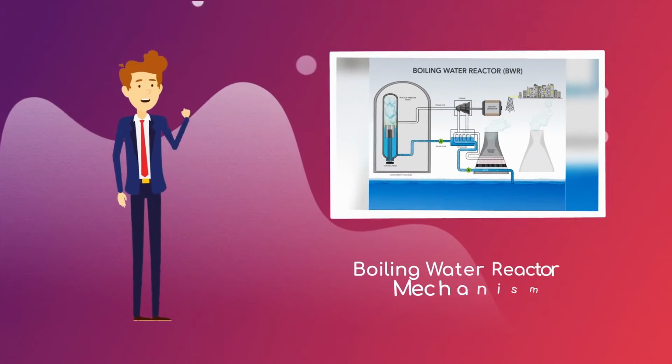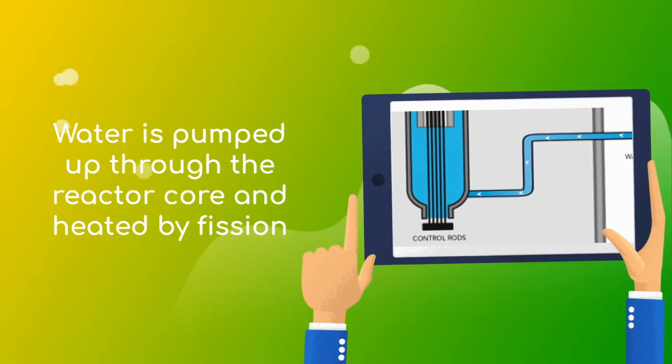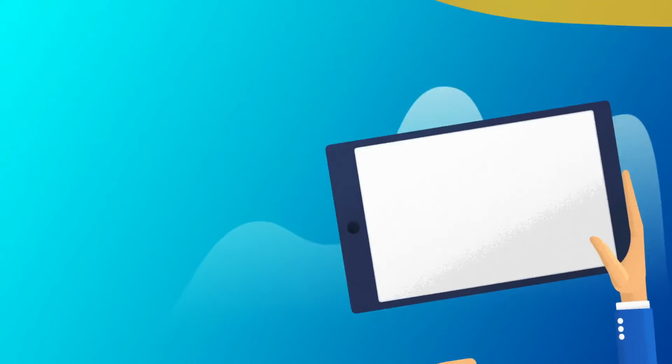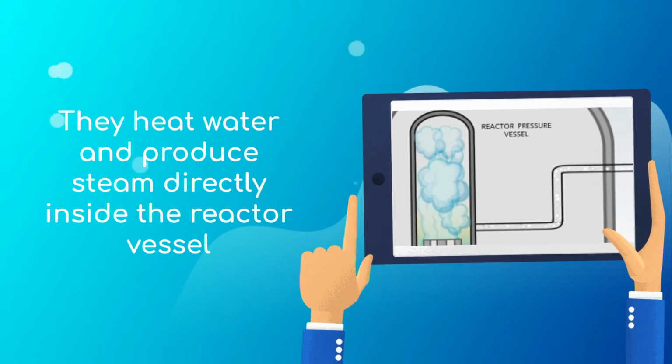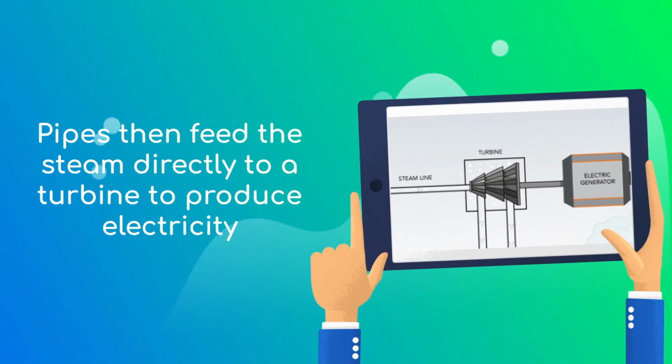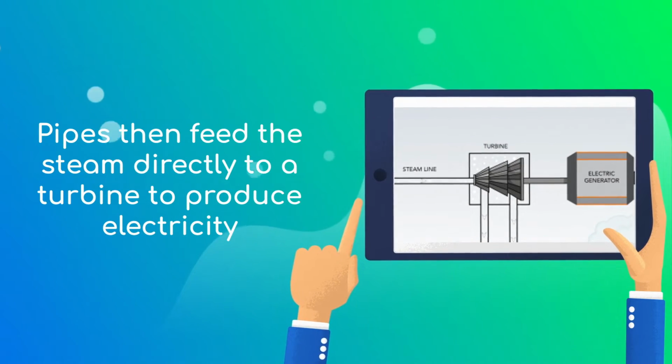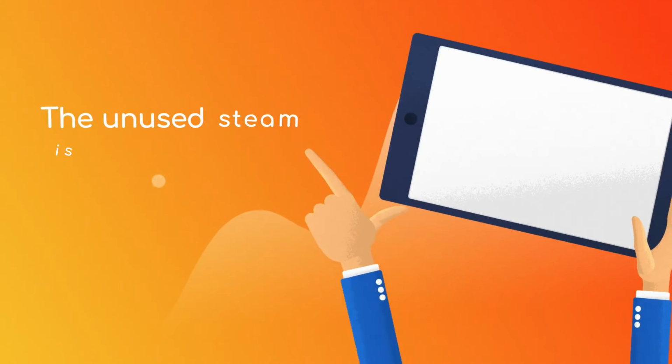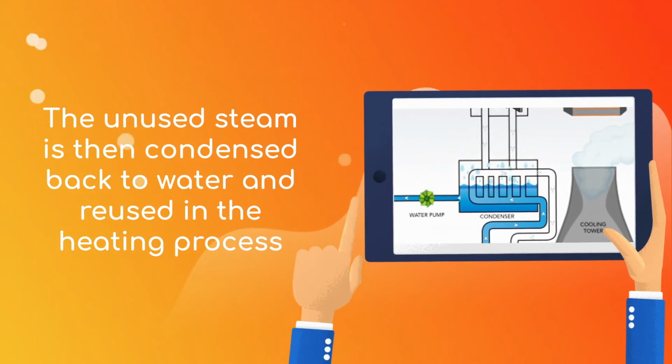Boiling water reactor mechanism. 1. Water is pumped up through the reactor core and heated by fission. 2. They heat water and produce steam directly inside the reactor vessel. 3. Pipes then feed the steam directly to a turbine to produce electricity. 4. The unused steam is then condensed back to water and reused in the heating process.